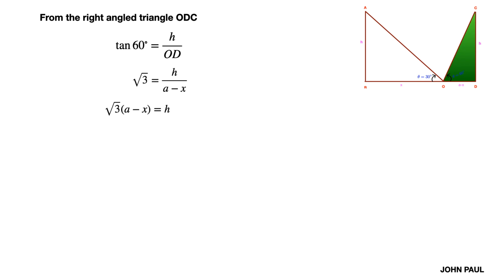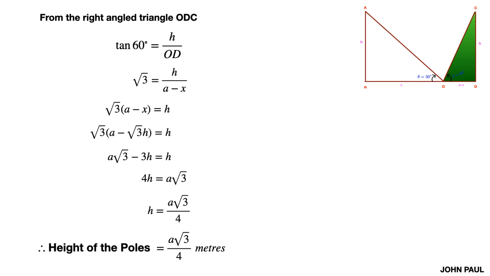Now there are two variables X and H. We will make it one variable by substituting X as root 3 H. Now multiply root 3 inside, A root 3 minus 3H equal to H. 4H equal to A root 3. H is equal to A root 3 by 4. Therefore, the height of the pole equals A root 3 by 4 meters. So one part of the question we finished.